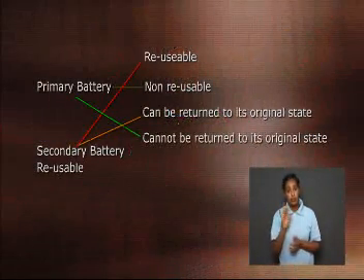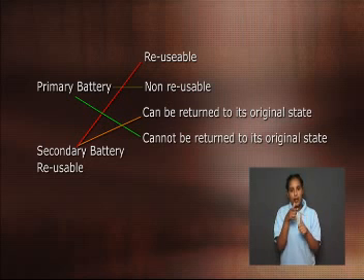Welcome back, students. Were you able to match each battery with the characteristics that best define it? If you said that primary batteries are non-reusable and cannot be returned to their original state, you are correct. You are also correct to say that secondary batteries are reusable and can be returned to their original state.